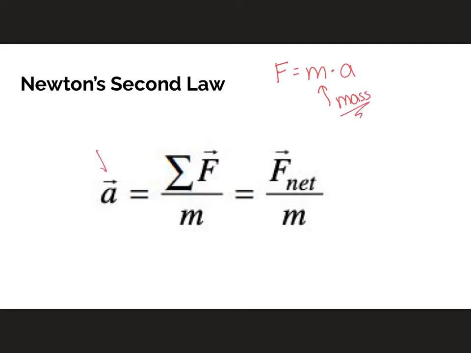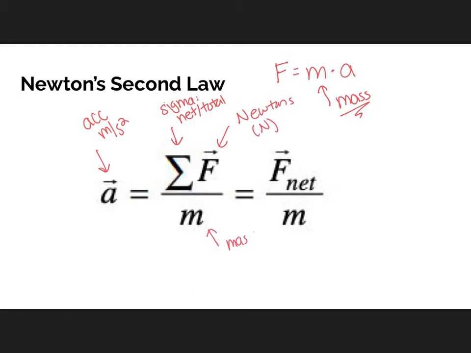Now, when I rearrange this, acceleration is still the same, in meters per second squared. This sigma, always in science, is net or total. My force here, the units we're going to use are newtons, and I will tell you a little bit about those later and what they actually are. And then mass, we use kilograms in physics. You'll see in the last part of this, they just wrote force net instead of using sigma.